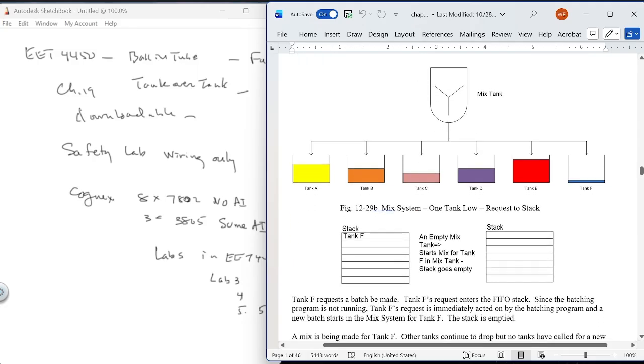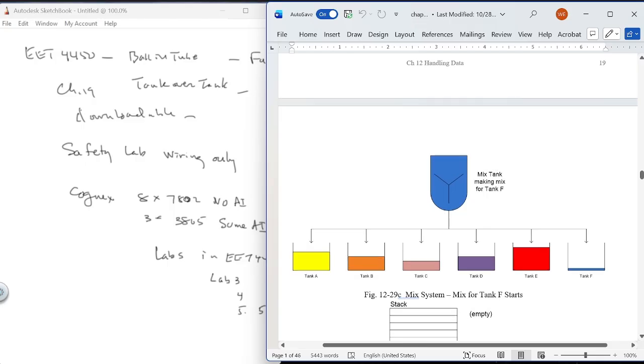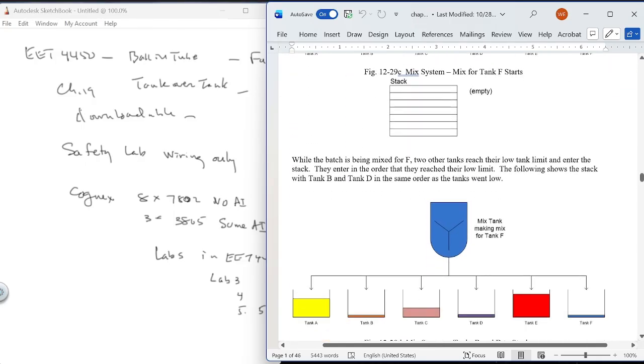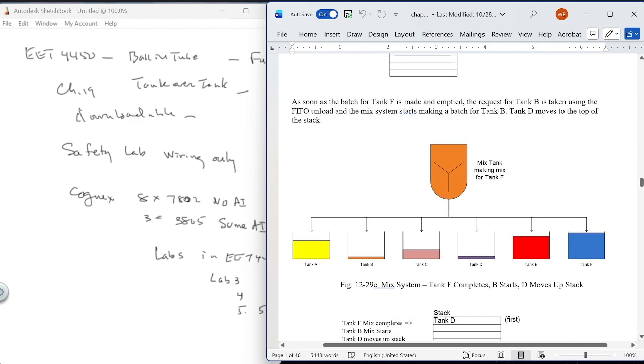And if it's not making anything, what do you do? You make that kind of pop, or make that kind of liquid, okay? So now you're making this, and when you're done, you fill that tank, and you're back in business with that guy full, okay? Well, in the meantime, two other ones went low, B and D.